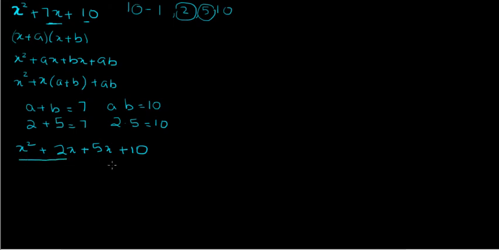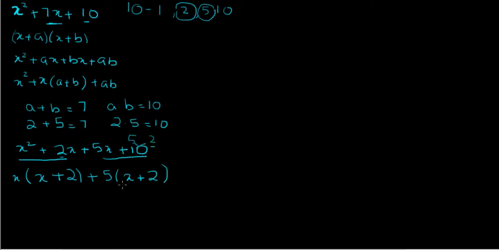Now, I'll group the first two terms and I'll group the last two terms. On grouping, we see that there is x common in both the first two terms, so I'll remove x. From x squared, if I remove x, I am left with x. From 2x, if we remove x, we are left with 2. So, x plus 2. From 5x plus 10, I'll remove the common 5. From 5x, when we remove 5, we are left with x. And 10, which is the product of 5 and 2, if I remove 5, we are left with 2.